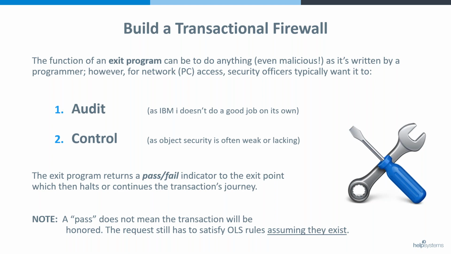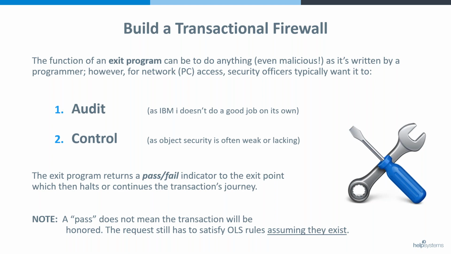And based on that pass-fail, the operating system will then continue that transaction on its journey, maybe to the FTP service, or it will tell the user that they're not allowed to perform that task, and it's actually going to shut it down. Now, it's important that I describe it that way because if the exit program says, yes, it's okay, that's not a guarantee that the transaction will be performed. For example, if I tell the system that I want to delete an object through FTP, the exit program can say it thinks it's okay with that, but ultimately I still have to have delete rights in object level security. The problem is most of us don't have those object level security rules. Now let's assume that I do for a moment.